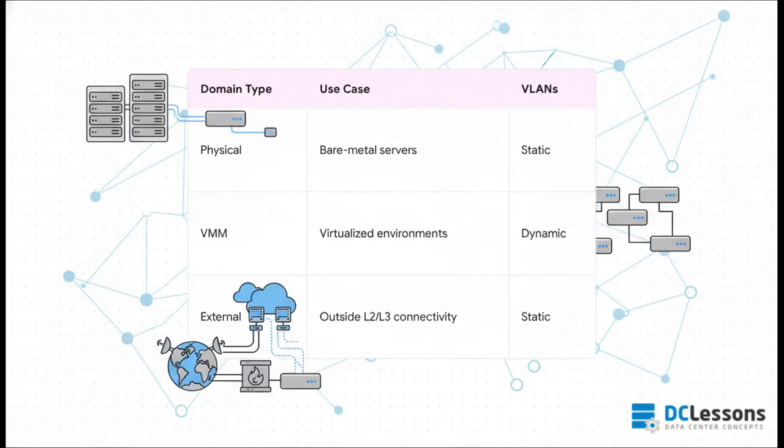Now, there are three main types of domains you're going to work with. First, you have physical domains. These are for your bare metal servers, where you're typically assigning VLANs statically. Then you have VMM domains. These are absolutely crucial for your virtualized environments because they integrate directly with things like vCenter to dynamically push down port groups and VLANs. And finally, you have external domains, which handle any connectivity to the world outside your ACI fabric.